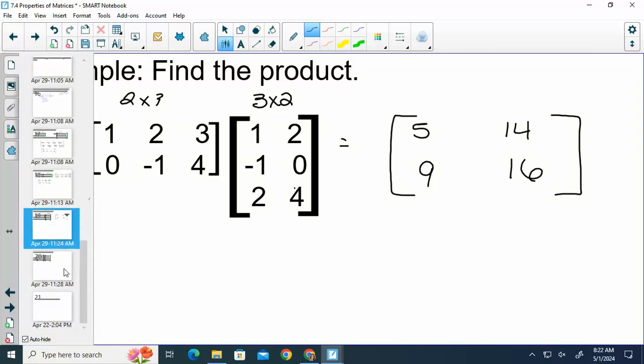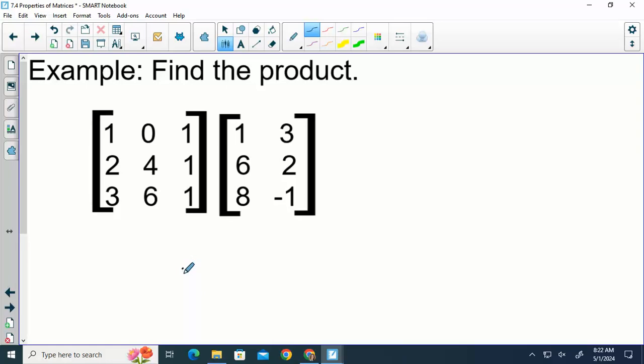Let's do dimensions of the first one. Second one. 2 by 3. Wait, 3 by 2. So we can multiply. If I flip the order, would we be able to? No. And then you would just say it's not possible to multiply them. It's undefined. But we can.